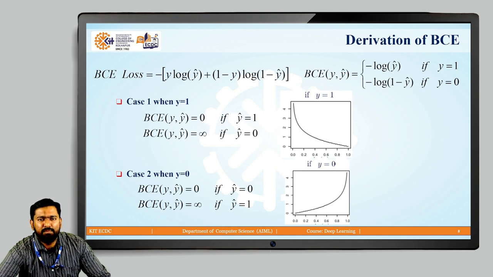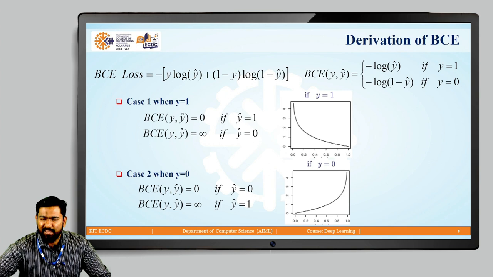Similarly, take the case y equal to 0, the second line of the binary cross entropy between y and y cap. When y equal to 0, if you put y cap equal to 0, what will happen? Log 1 is 0. And what happens if I put y cap equal to 1? 1 minus 1 is 0, so 1 by 0 is infinity, and log infinity is infinity. So y cap equal to 0, loss is 0. Y cap equal to 1, loss equal to infinity. So you get a graph like this.